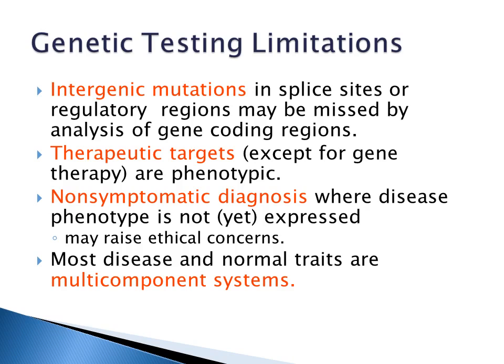Most disease and normal traits are multi-component systems. It's not very often where you have a disorder caused by one single mutation in one single gene. Many diseases are multi-component, with multiple genes, environmental factors, etc. So they're not as easy to detect using molecular or genetic tests.